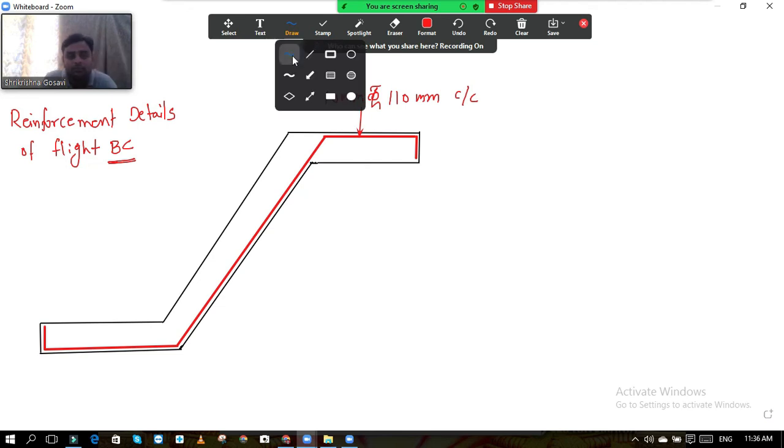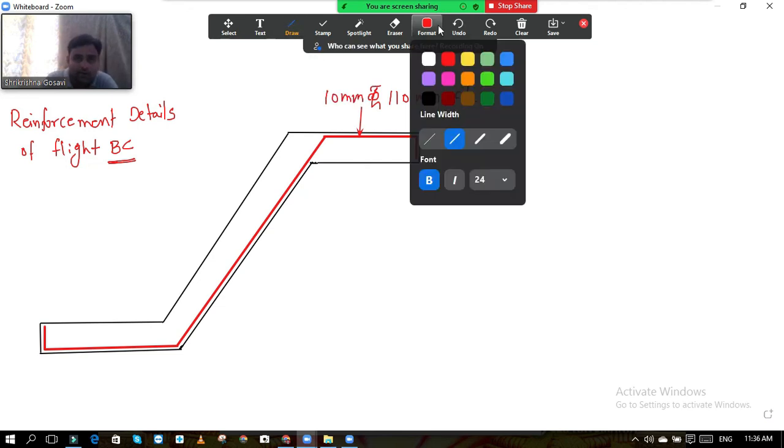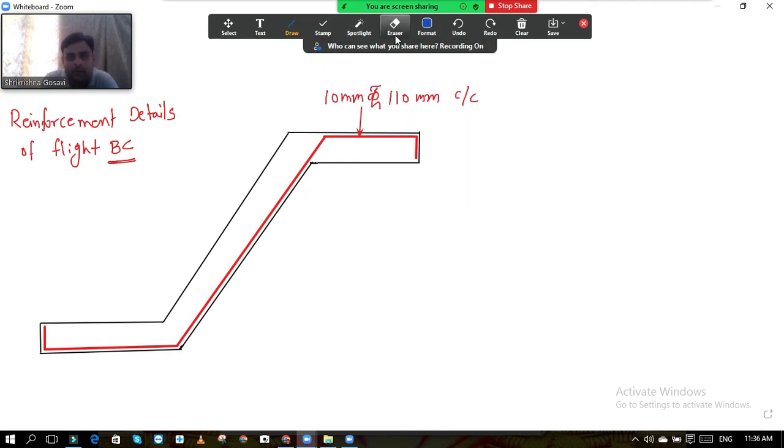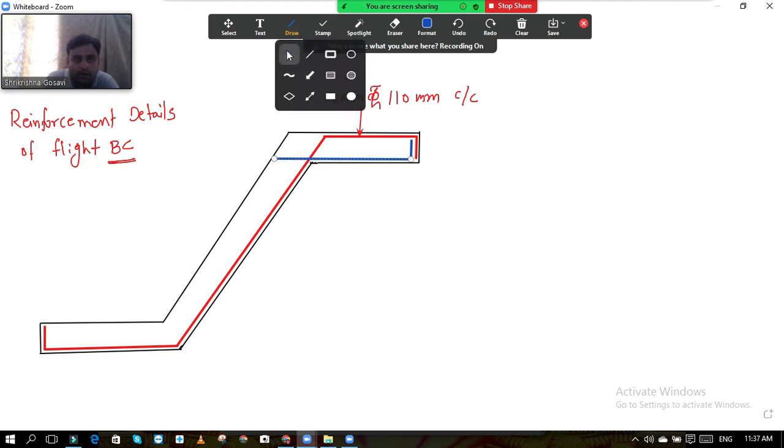Okay. Then top extra bar. Now see how the top extra bar is provided. I will show it to you in blue. The top extra bar comes from here, from top. Then it will move like this. This is your top extra bar up to this point, and from here it will come down like this.